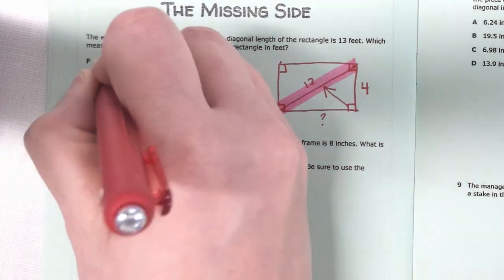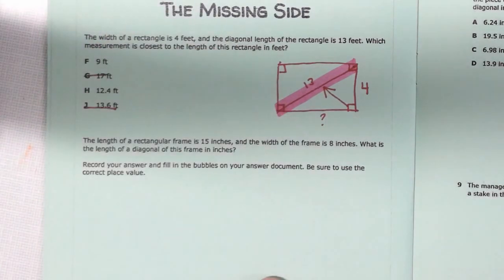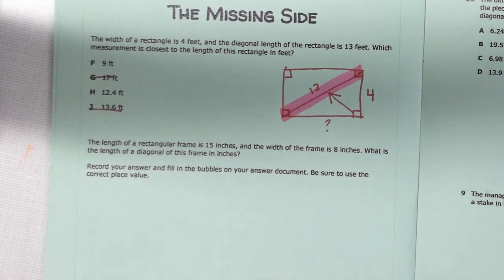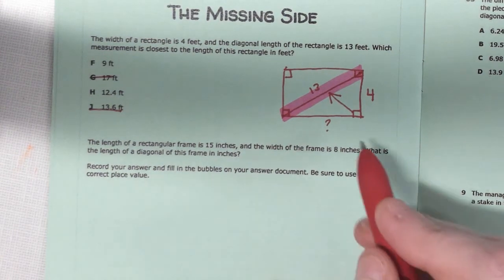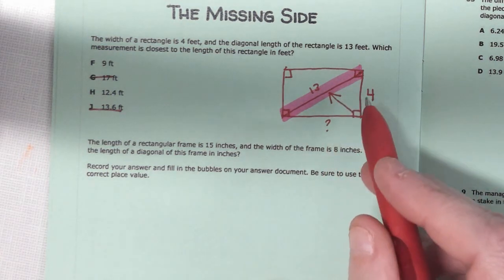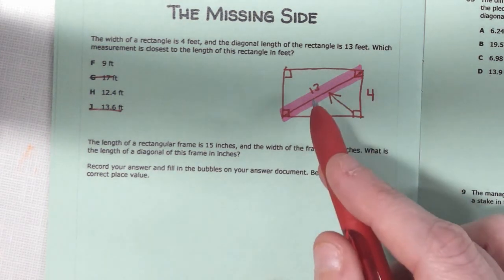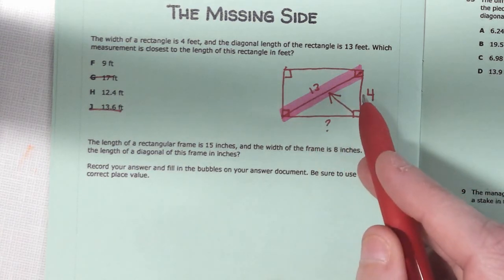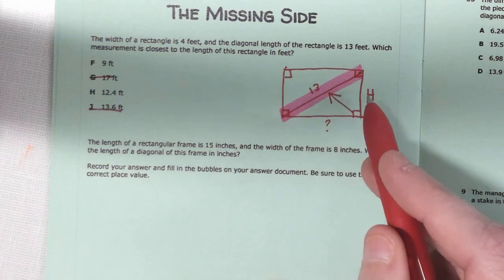Then we cross those off. We can't have an answer longer than the longest side. Now, here's the other thing I know. It doesn't say a plus b equals c. It says a squared plus b squared equals c squared. So if I add these two together, it's wrong. If I subtract these two, it's also wrong.